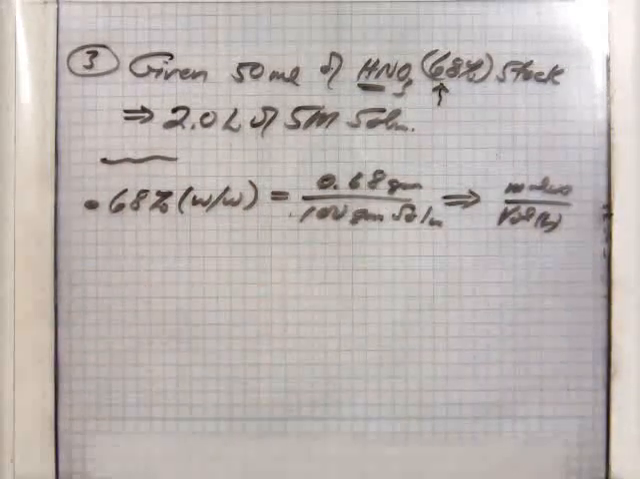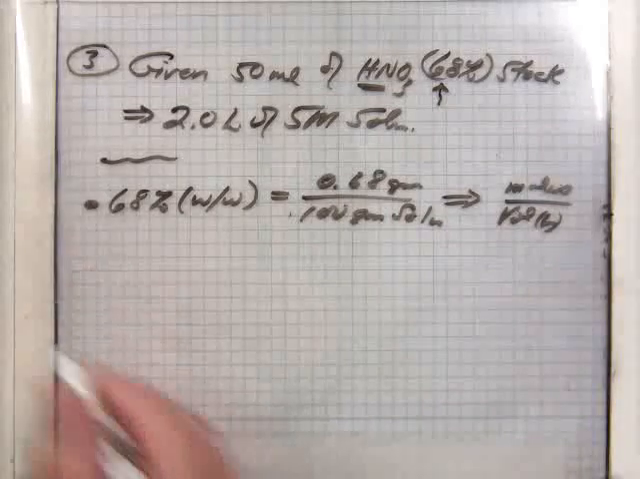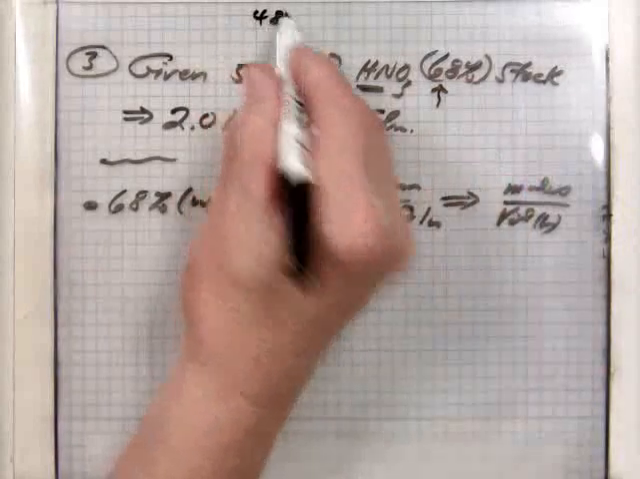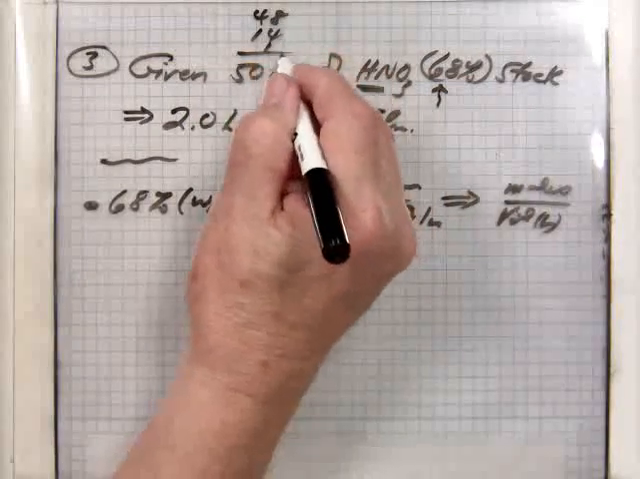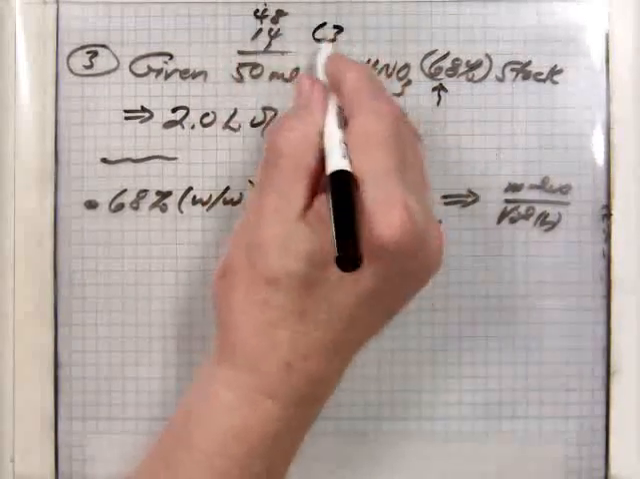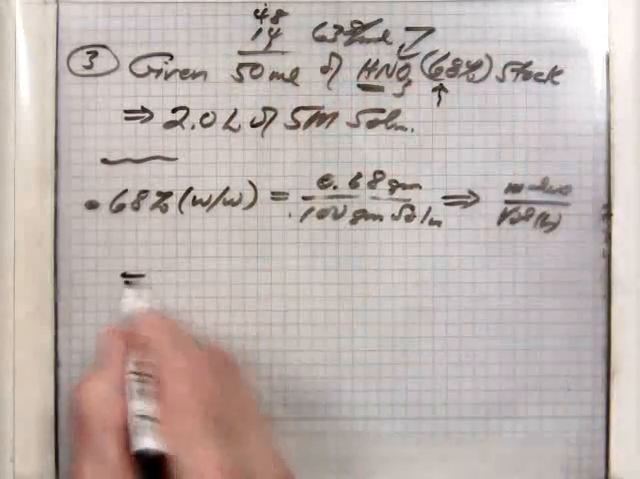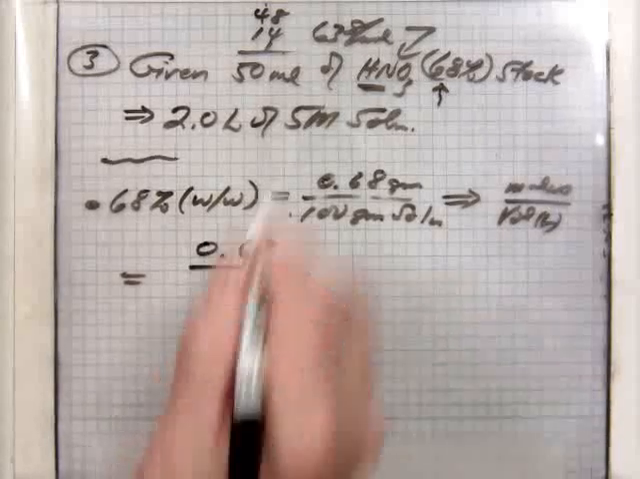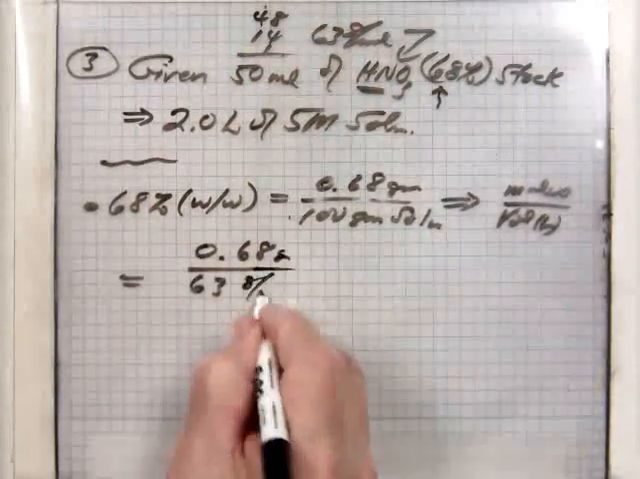Well, for nitric acid I need a formula weight. Let's see: 14, 1, and 3 oxygens at 16 is 48, so 14 plus 1 plus 48 is 63 grams per mole. So this is 0.68 divided by 63 grams per mole.